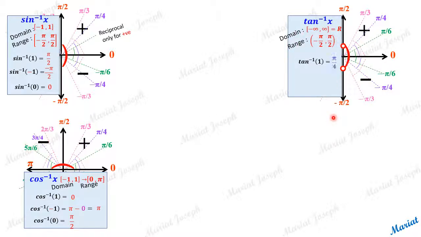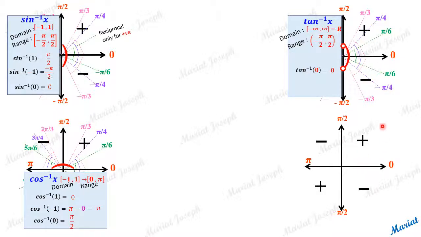We'll consider some values. Tan inverse 1 is pi by 4. Tan inverse minus 1 is minus pi by 4. Same working as the sine inverse x, because the quadrants are the same. Same quadrants. The only exception is the endpoints. Tan inverse 1 by root 3 is pi by 6. Tan inverse minus 1 by root 3 is minus pi by 6. Tan inverse root 3 is pi by 3. Tan inverse minus root 3 is minus pi by 3. Tan inverse 0 is 0.